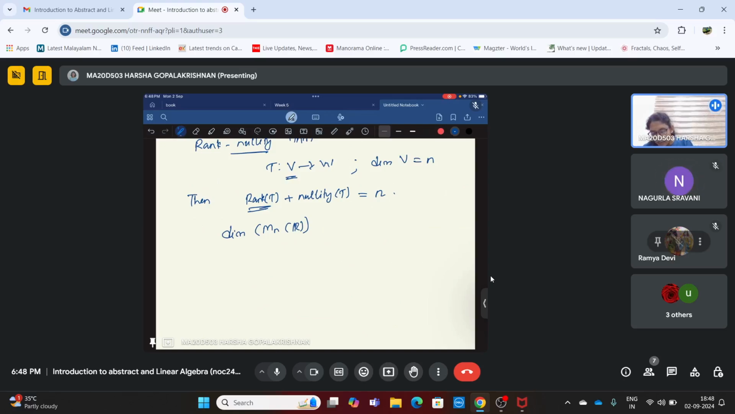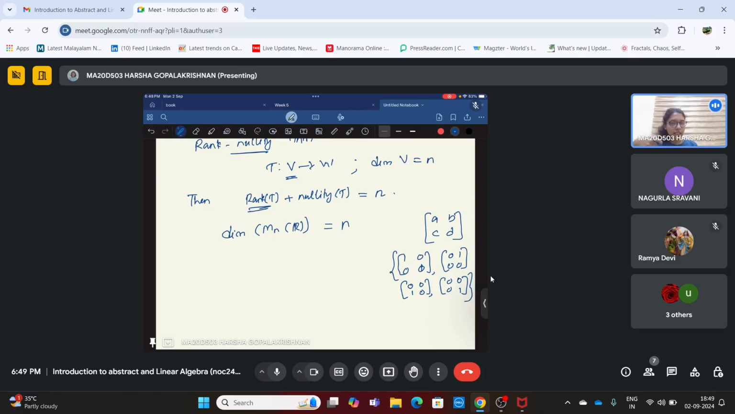Dimension of Mn of R is n square. For example, 2 by 2 matrices are something like A, B, C, D. So how many variables are there? A, B, C, D. So what we will write: 1, 0, 0, 0; 0, 1, 0, 0; 0, 0, 1, 0; 0, 0, 0, 1. This is a basis. Corresponding to each variable, we have one element from the basis. So in the 2 by 2 case, we have 2 square elements in the basis.